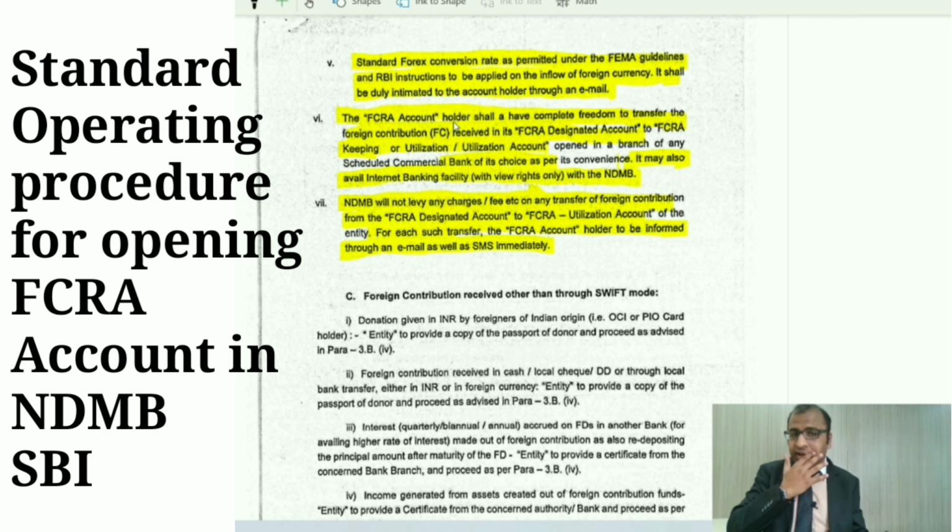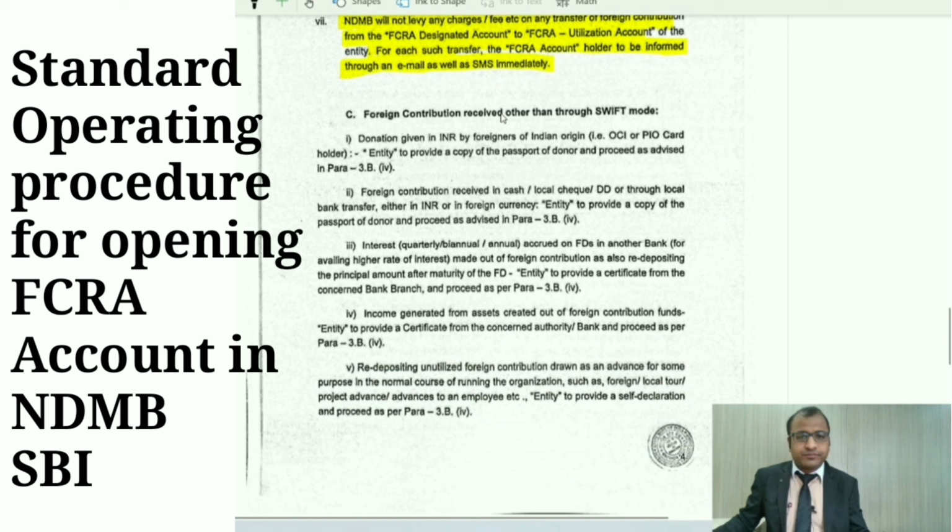So basically, earlier you were not being informed by your bankers what transactions had taken place, either through email or SMS, or there were only some bankers who were intimating you. But now it has been made mandatory as per the SOPs that for each such transfer or credit, the banker will intimate you through an email as well as SMS.